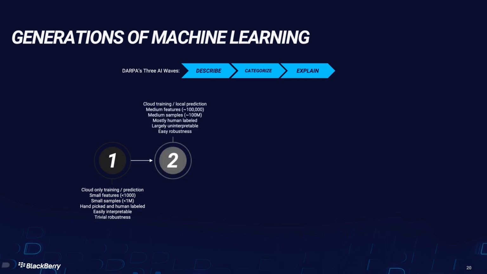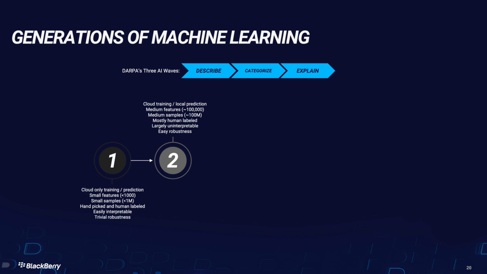And now we move into the second generation of machine learning. This is still a cloud trained model, but now we add the ability to do local prediction. So the model can actually be containerized and put down on the endpoint. And of course, we're using more features and more samples, again, human labeled. And this is, again, very quick, easy to use, and it's getting better at its robustness. It has fewer false positives, but it still makes a lot of mistakes because it's simply looking for easily interpretable patterns.